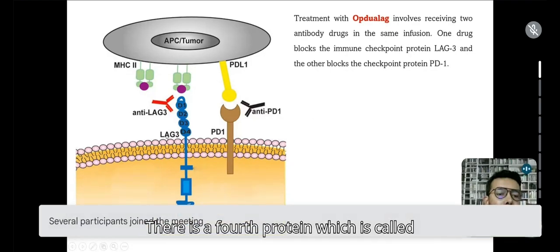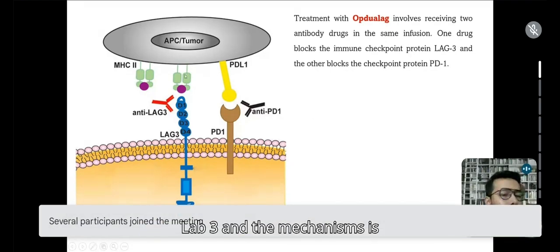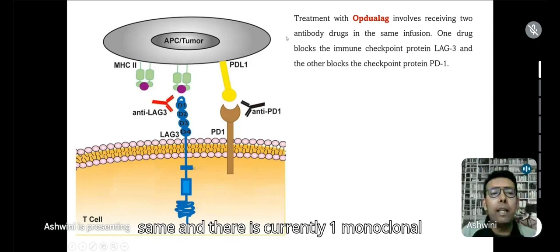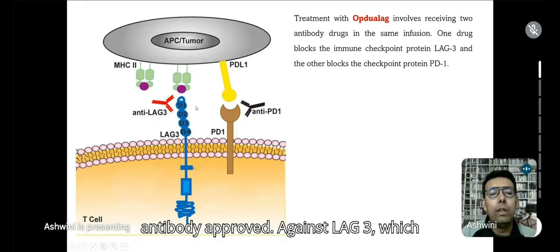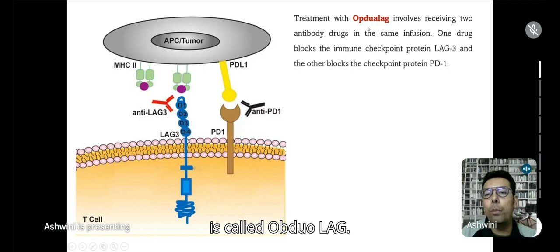There is a fourth protein which is called LAG3, and the mechanism is the same, and there is currently one monoclonal antibody approved against LAG3, which is called Opduolag.